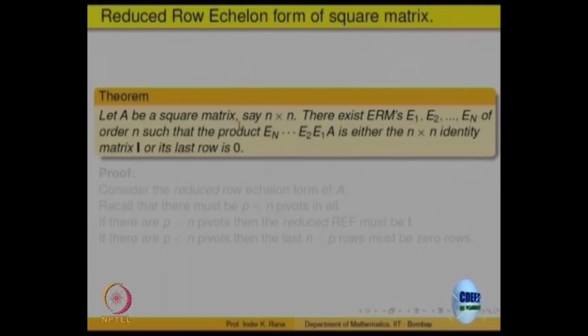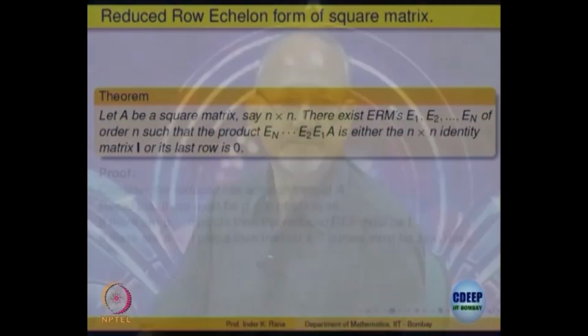Let us specialize this to a square matrix. Suppose you have got a square matrix n cross n, okay, and you look at its reduced row echelon form. What are the possibilities? Number of columns is equal to number of rows. So one possibility is the number of pivots r is equal to n, right? That means every column will have a pivot, right?